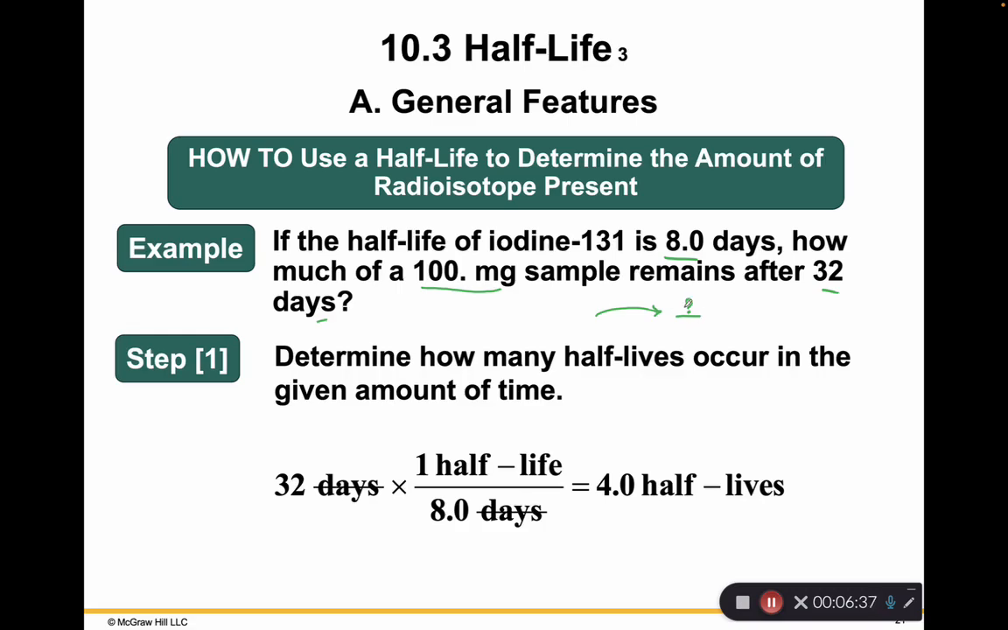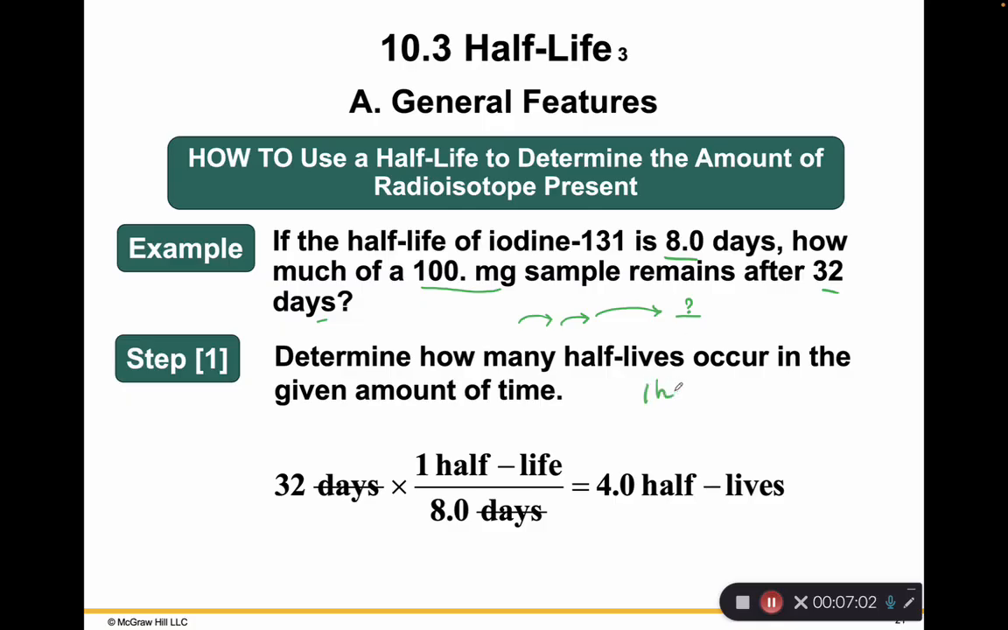In order to know how much is left, we need to know how many half-lives have elapsed. We use the half-life as a conversion factor. So we need to find out how many half-lives occur in the given amount of time. For 32 days, the half-life of iodine-131 is 8 days.